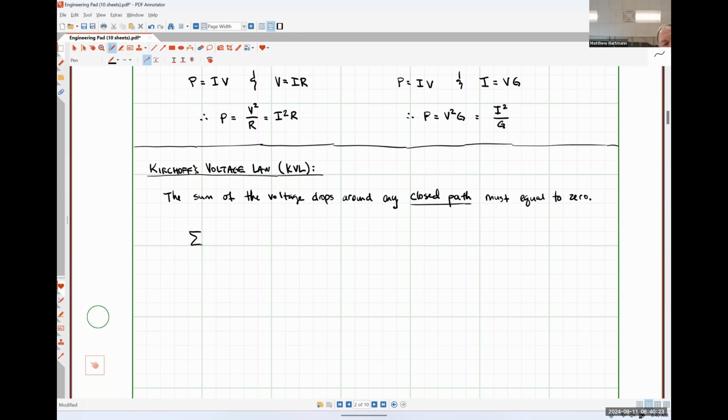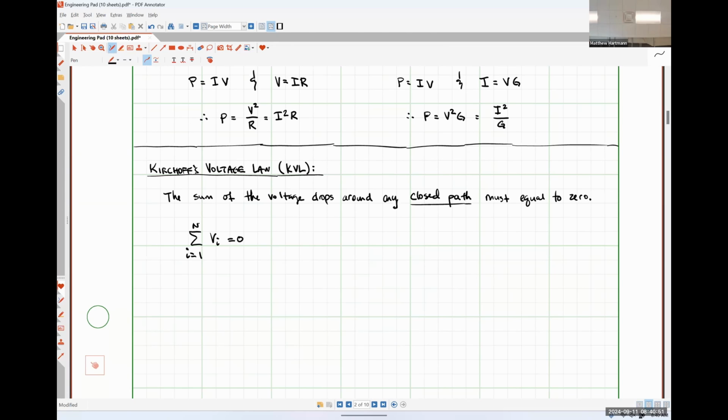And in a mathematical form, we would simply say that the sum of all voltages in a circuit is equal to 0, where i is from 1 to n. So if there are 15 components in a closed path, they all have to add together to make 0, effectively. Okay. So let's talk about this idea of a closed path really quickly.